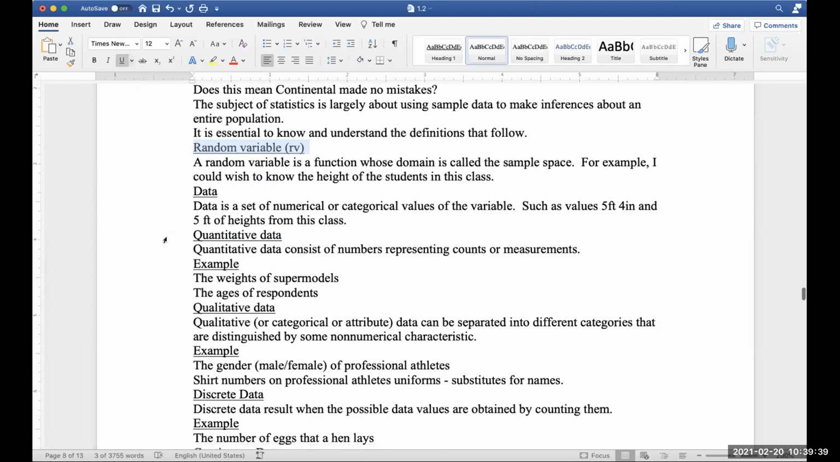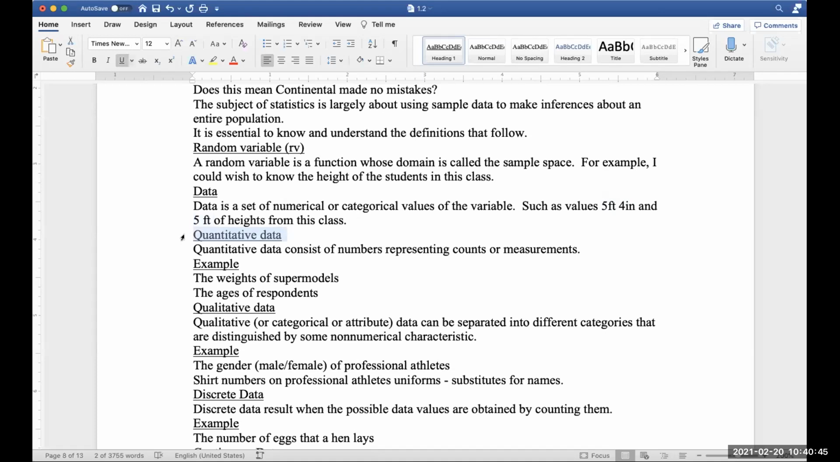So, a random variable. A random variable is usually denoted by RV. A random variable is a function whose domain is called the sample space. An example of a random variable is height. Data is the particular specification of a random variable. Data is a set of numerical or categorical values obtained from a particular variable, such as 5 foot 4 inches. That could be data, and 5 foot is another data for the height of students from this class.